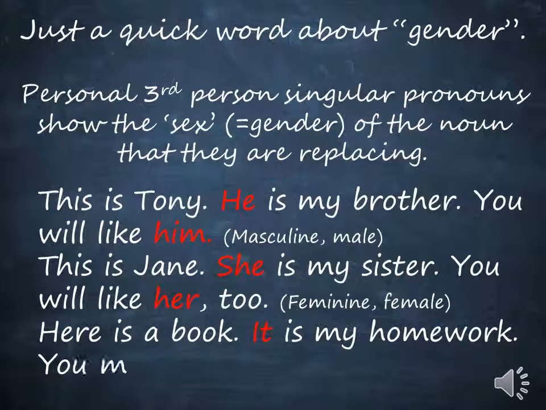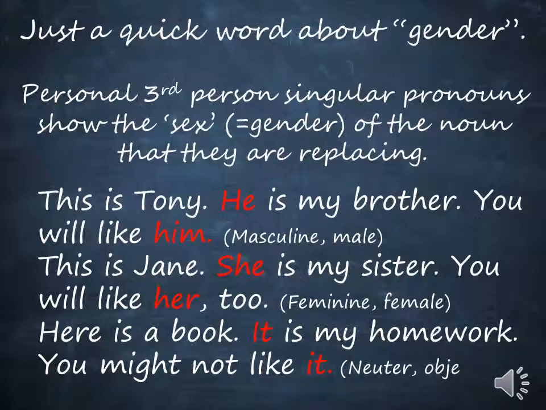And finally, when we're talking about an object, we use the neuter. Here is a book. It is my homework. You might not like it. So, whether it's the subject or the object, we use the same word, it, for the neuter version, the one that does not have a gender.